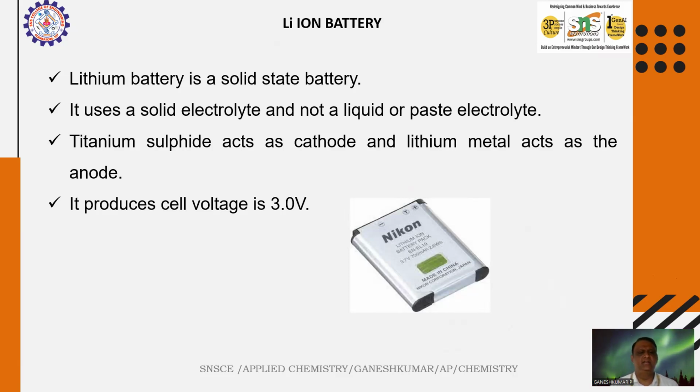Why is it called a solid-state battery? Because most batteries use a paste or a liquid as an electrolyte. But here, we use a solid polymeric material as an electrolyte. Also, lithium sulfide is used as a cathode, and lithium metal is used as an anode, and totally it produces a voltage of about 3.0.